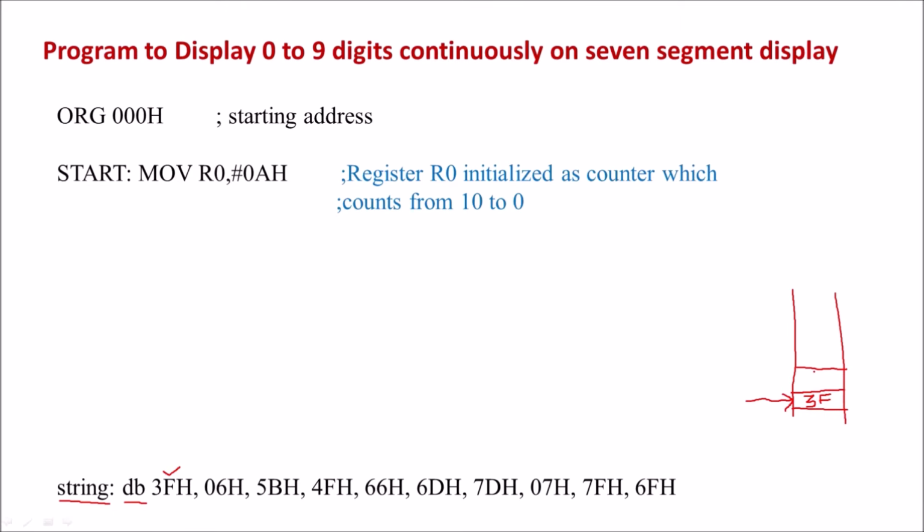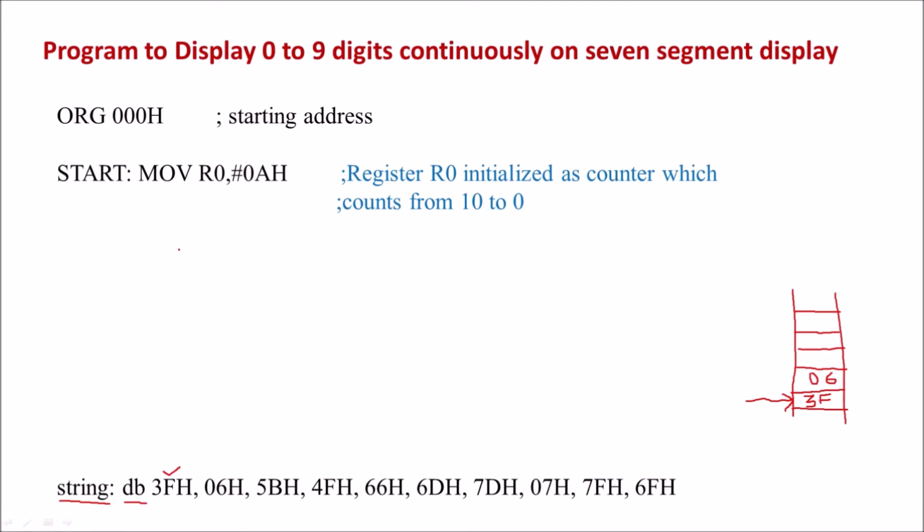At the next memory location, the value for digit 1 will be stored, that is 06H. Like that, this lookup table's values will be stored in memory, and the name given to this lookup table is string. So whenever we point to this string memory, the name of the lookup table, it will point to this first value. And after that we have to increment this to point to the next memory location.